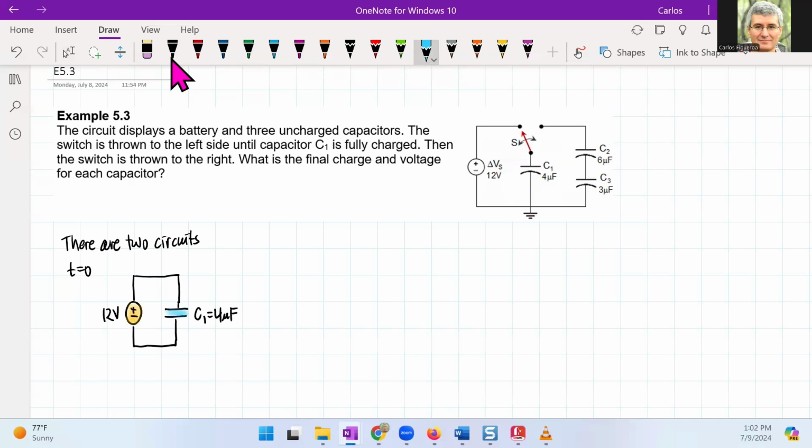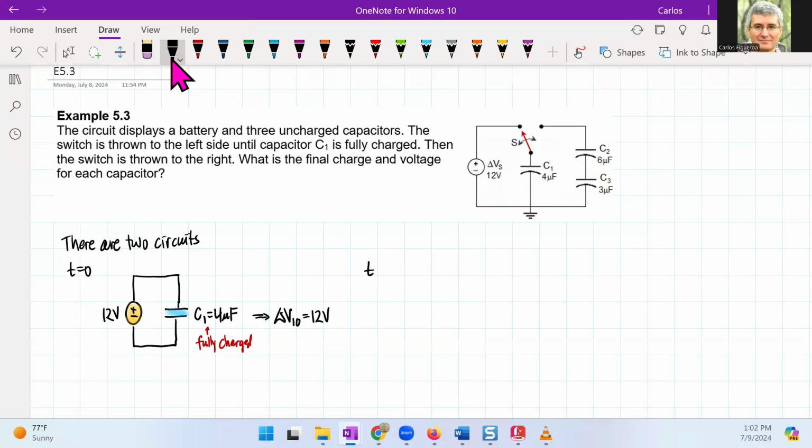Now the capacitor is going to get fully charged. So we know that this capacitor will get fully charged. That means when it reaches steady state, the voltage of the capacitor is going to be 12 volts. Now, what's going to happen?